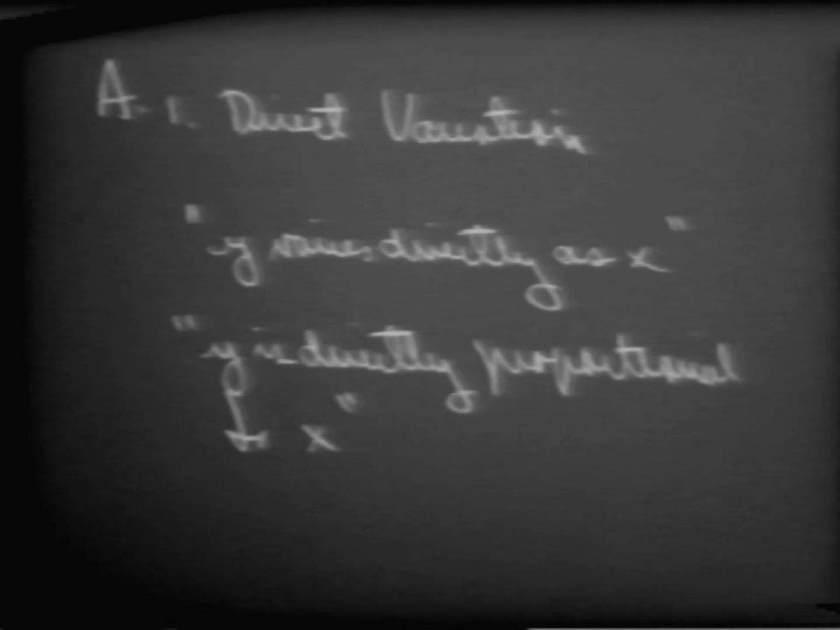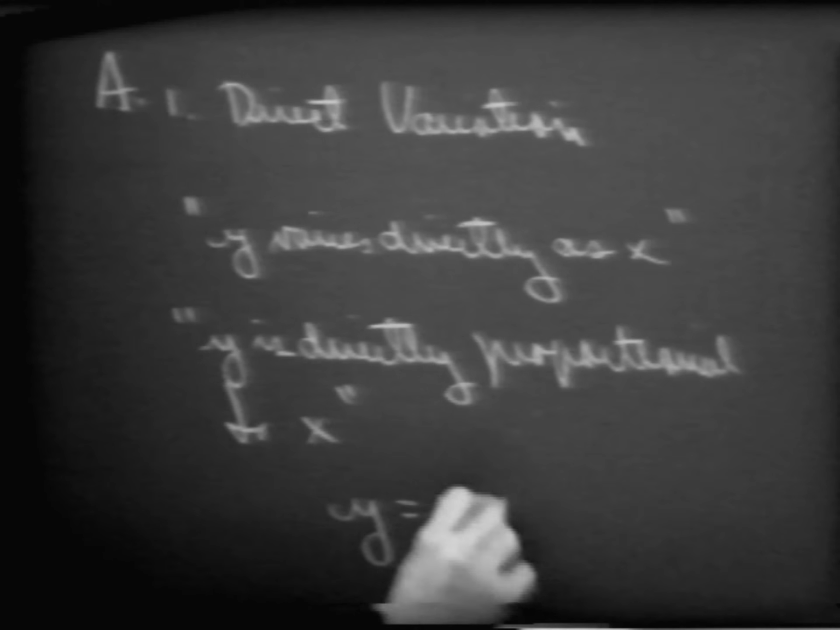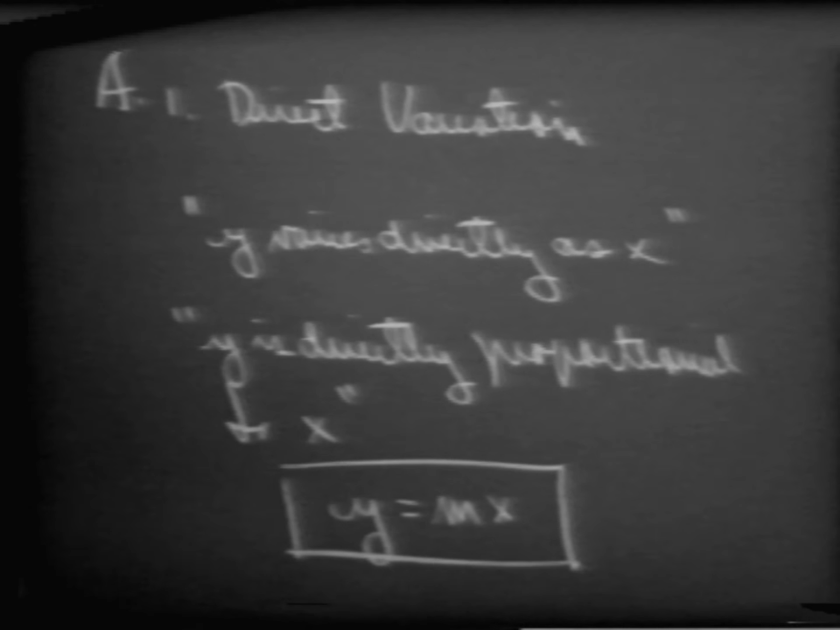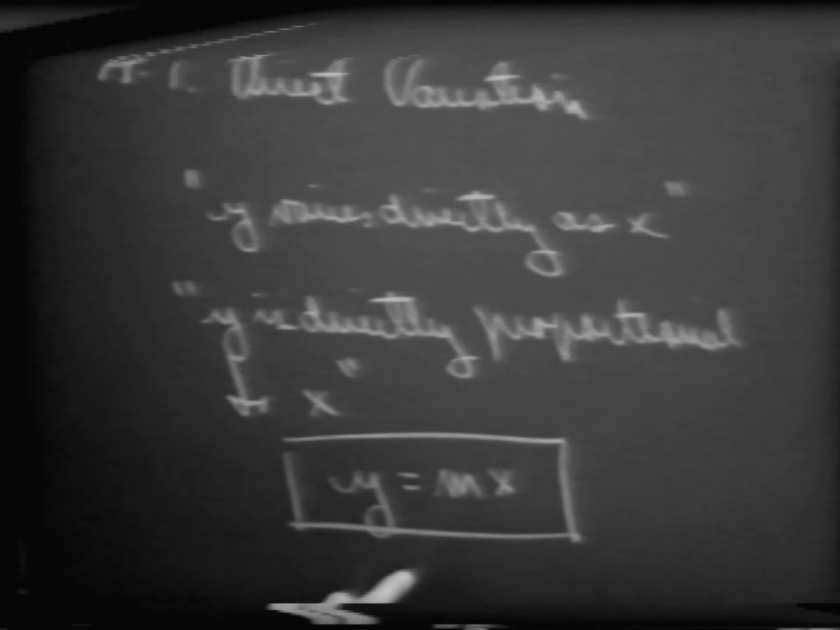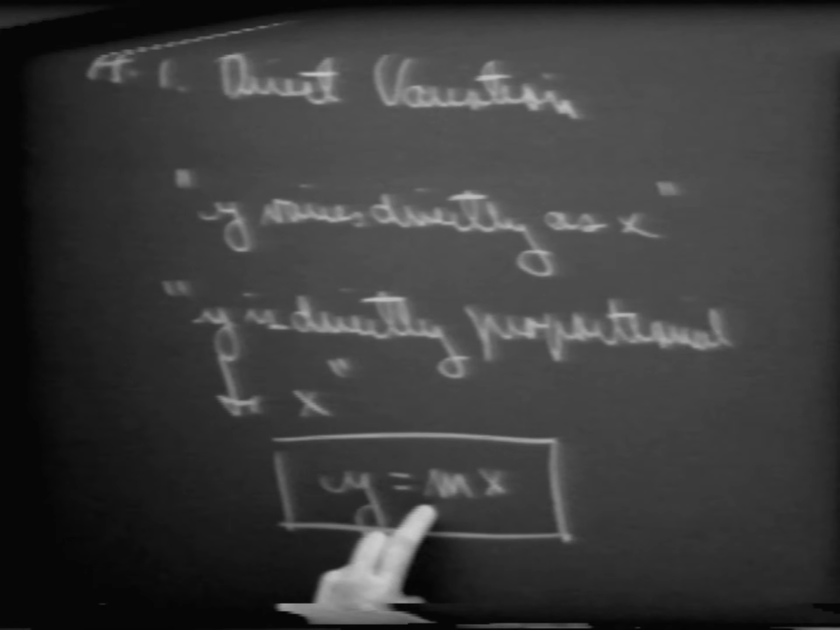And what then did we say about that, Steve? Y equals m times x. Where we call the number m what? Constant of variation. That's our constant of variation, or else another name that we gave it was the constant of proportionality. Is that right?